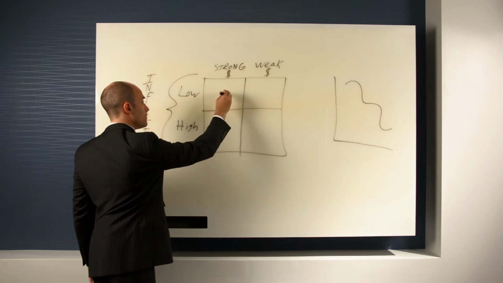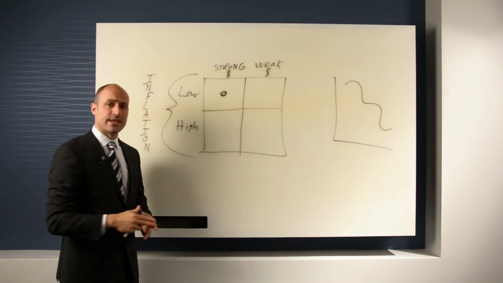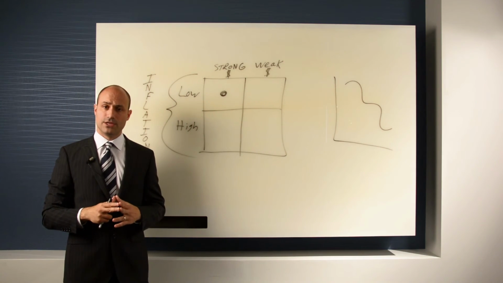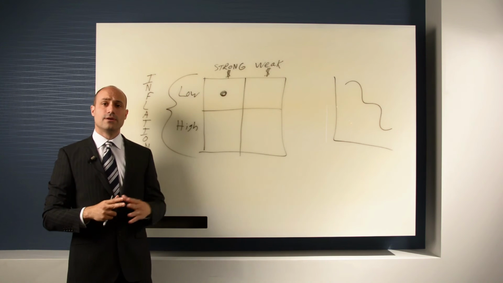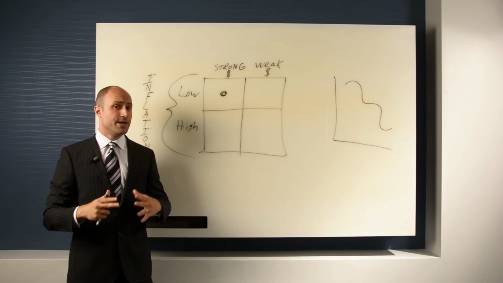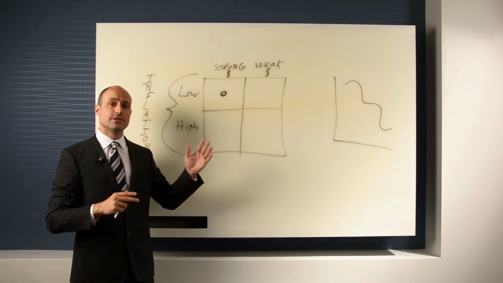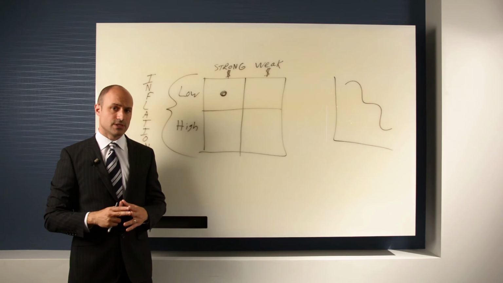That means that you are positioned for one of the 4 outcomes, the strong dollar, low inflation outcome. You are unprepared for 3 of the 4 outcomes. Now, I don't know what's going to happen in the future, but I do know that in the past, each of these 4 quadrants has had their day in the sun.